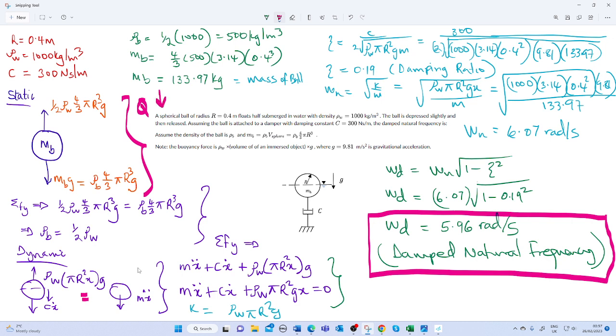A spherical ball of radius 0.4 meters floats half submerged in water with a density of 1000 kilogram per meter cubed. The ball is depressed slightly and then released. Assuming the ball is attached to a damper with a damping constant C, which equals 300 Newton seconds per meter, the damped natural frequency is?